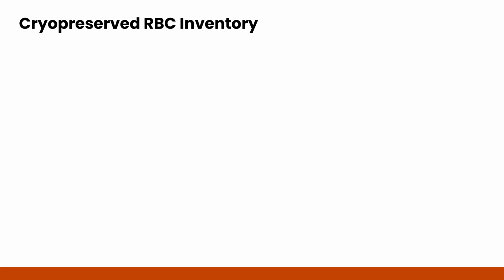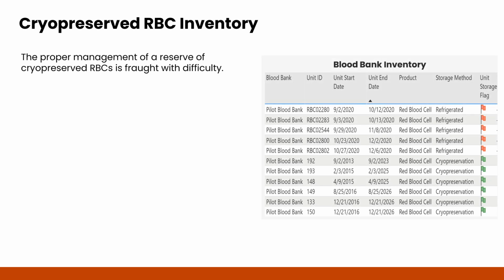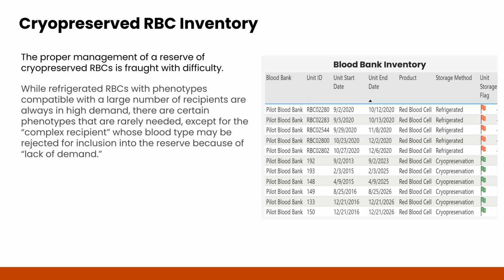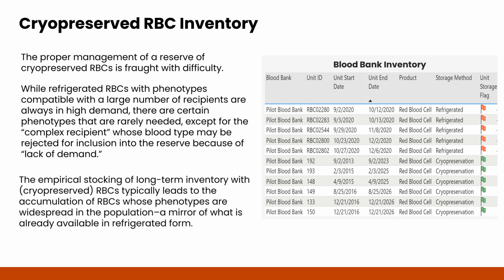Is it difficult to manage a blood bank long-term inventory? The answer is yes. A cryopreserved RBC pool is difficult to curate. The proper management of such a reserve is fraught with difficulty. While refrigerated RBCs with phenotypes compatible with a large number of recipients are always in high demand, there are certain phenotypes that are rarely needed, except for the complex recipient, whose blood type may be rejected for inclusion into the reserve because of lack of demand. Let's point out that the empirical stocking of long-term inventory with cryopreserved units typically leads to the accumulation of RBCs whose phenotypes are widespread in the population, a mirror of what is already available in refrigerated form.